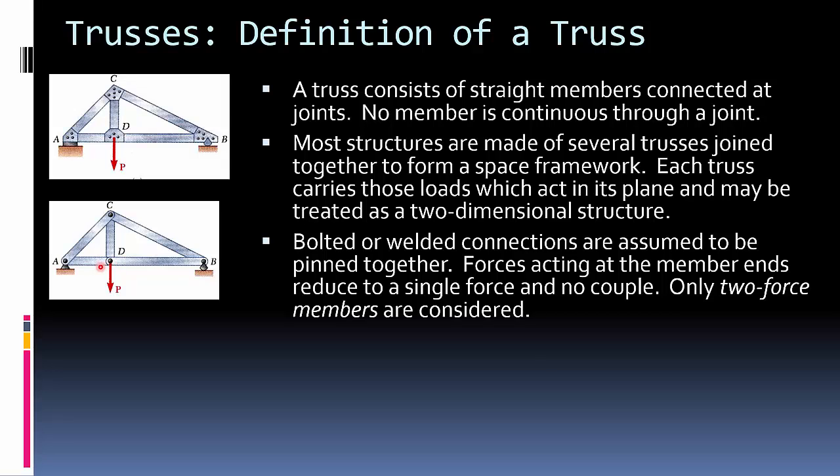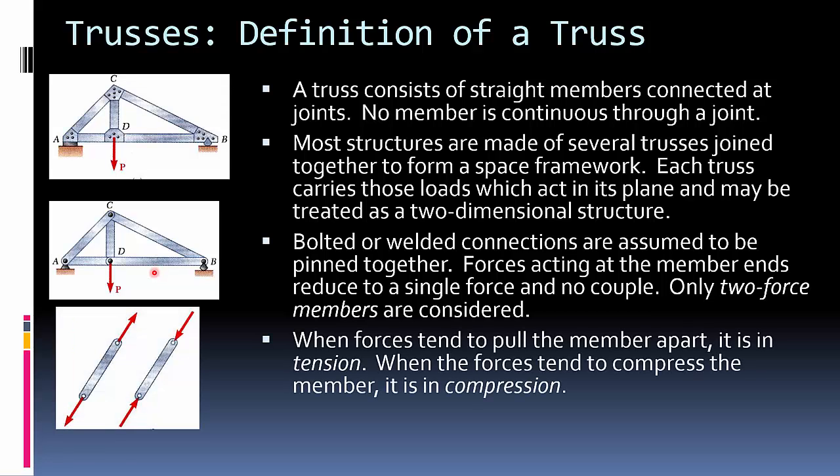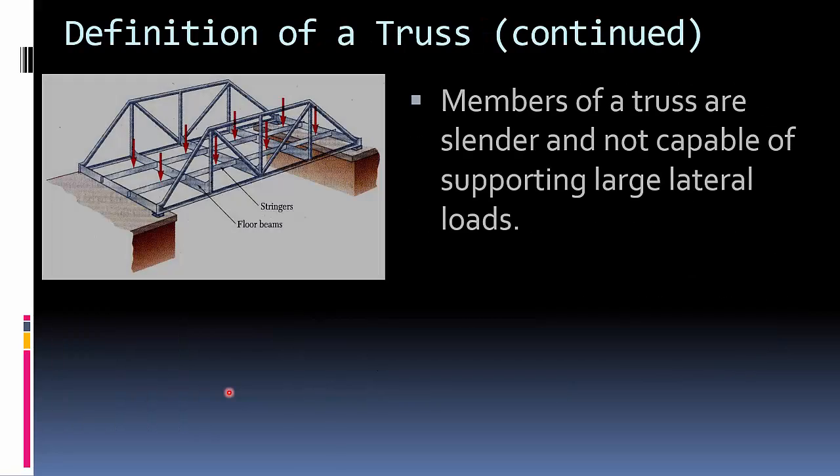Only two force members are considered. So in other words, this load here cannot be applied here. This no longer becomes a truss. Now when forces tend to pull members apart, it is in tension. When the forces tend to compress the member, it's in compression. So when something is getting stretched or pulled apart, that's considered tension. The other is compression. You're going to have to keep track of that. It's going to come up throughout the chapter.